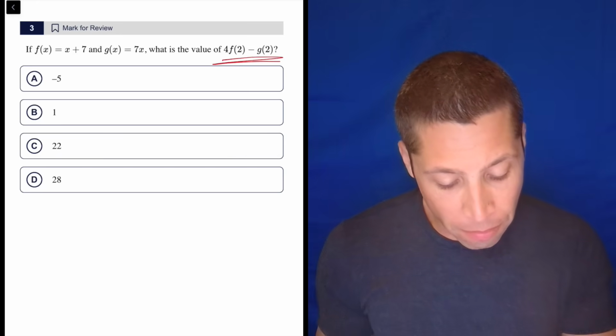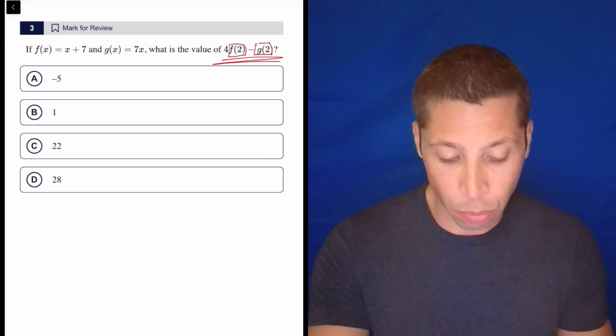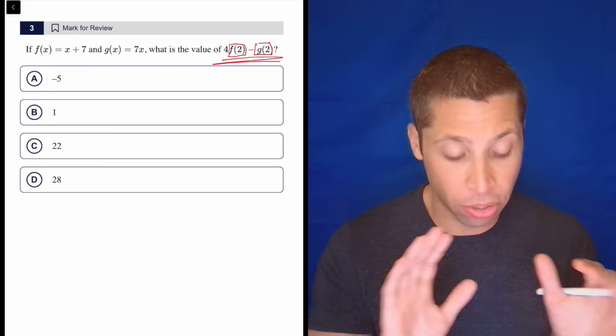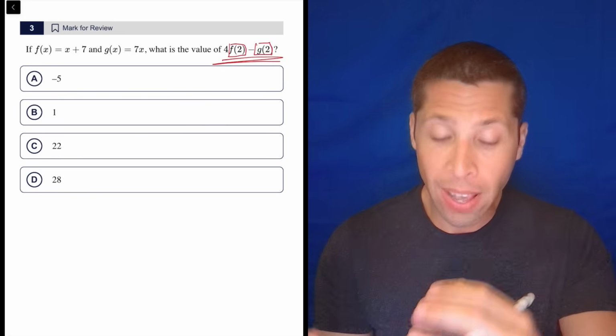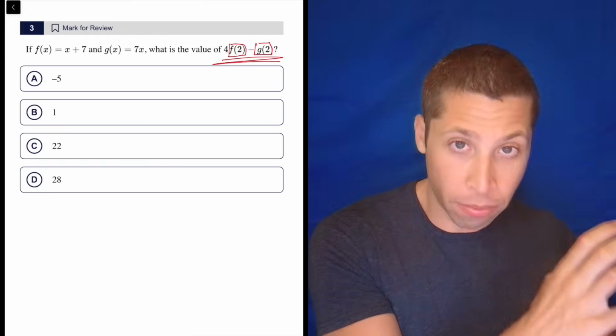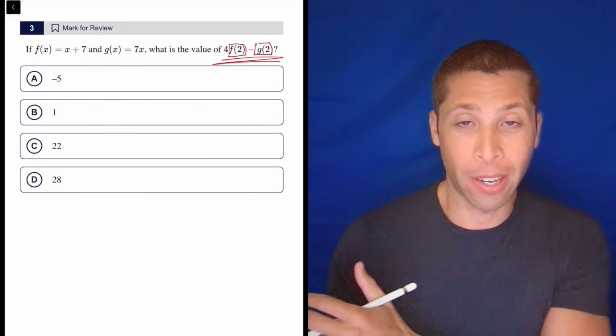So my first process is these f of 2 and g of 2, I want to get values for. So I'm almost treating those as like mini equations. I'm kind of keeping them separate. I'm not going to plug the f of x equation into the 4 f of 2 minus g of 2 equation. I'm going to plug the 2 into the f of x equation, right?